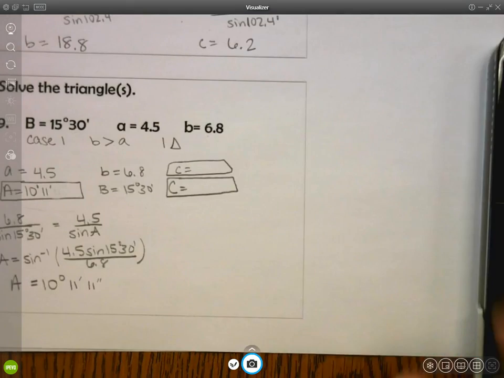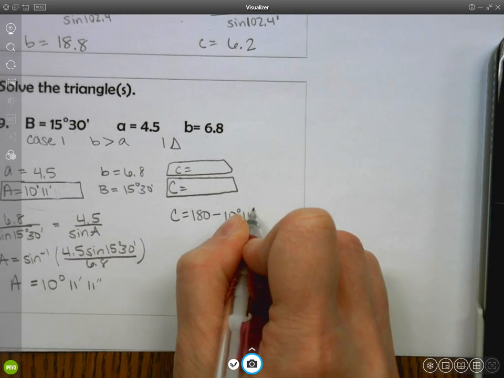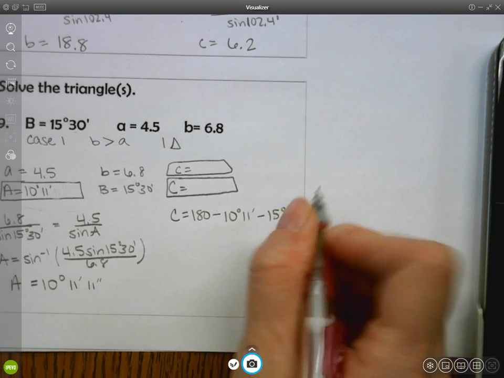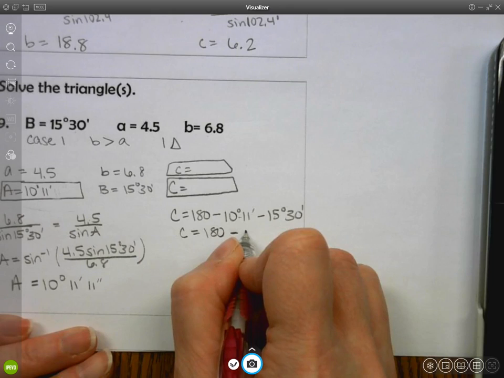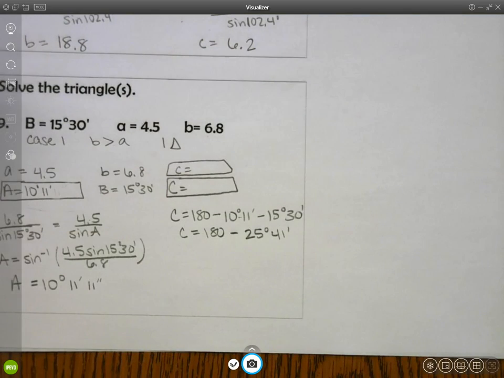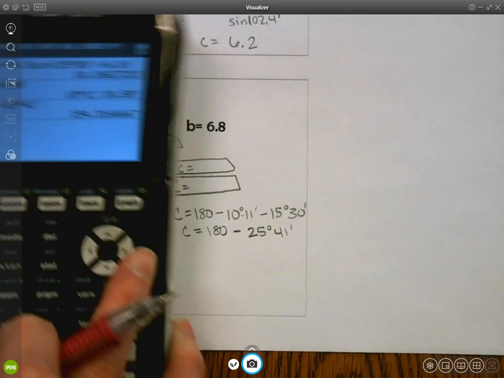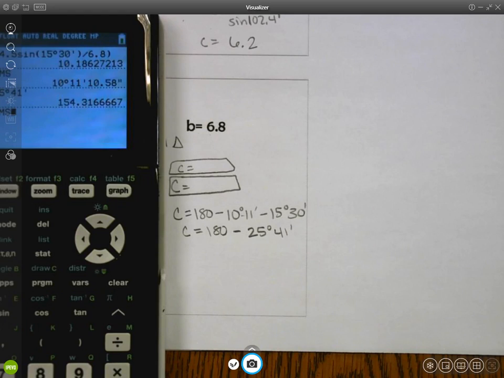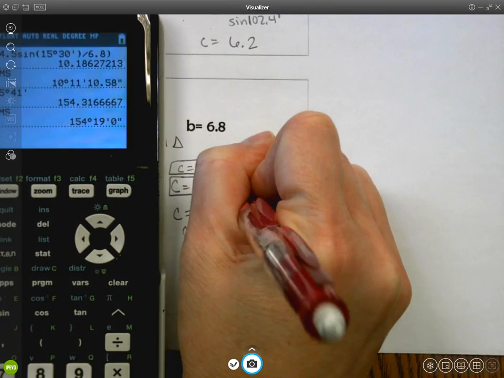Alright, so now to find angle C, we're going to do 180 minus 10 degrees, 11 minutes, minus 15 degrees, 30 minutes. And just because it's less to put in the calculator, I'm going to go ahead and combine these and say that I'm really subtracting 25 degrees and 41 minutes. So I'll do 180 minus 25 degrees, 41 minutes, which gives me 154 point yada yada. But if I change it to degrees, minutes, seconds, it's 154 degrees and 19 minutes.